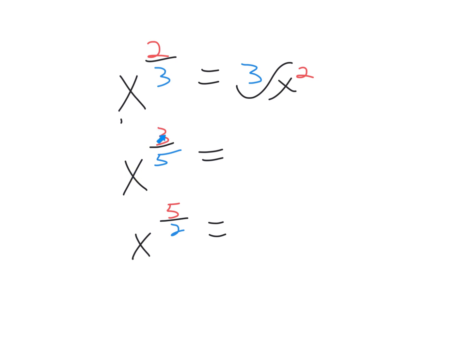The second one, x to the 3/5. That's going to be the fifth root of x cubed. We could write it out as the fifth root of x to the third power, or cubed. And finally, this last one, x to the 5/2. Well, that's going to be the square root, which we could simply write as the square root of x to the 5th power. All right, so keep that in mind as we work through our examples.